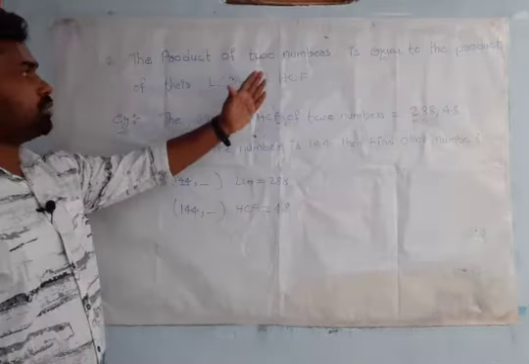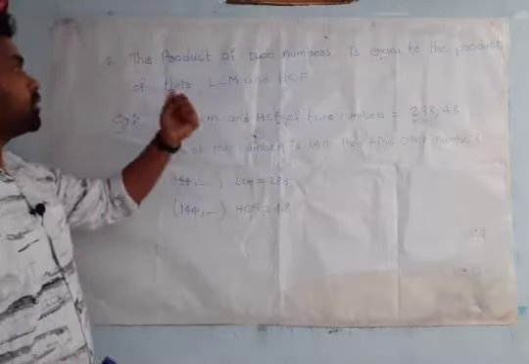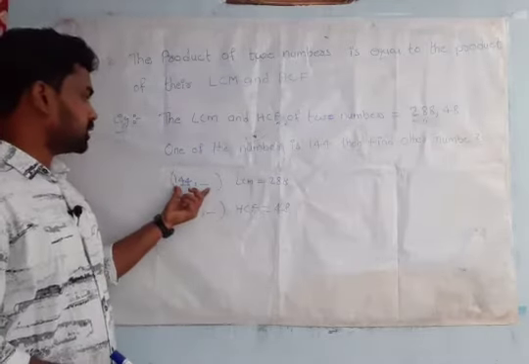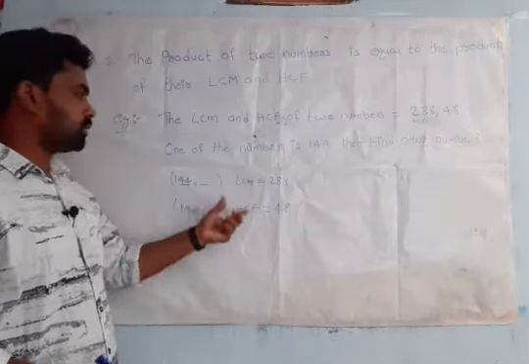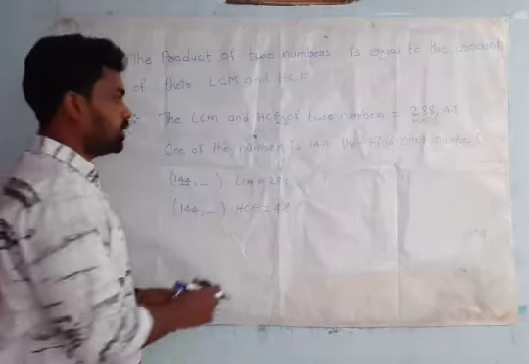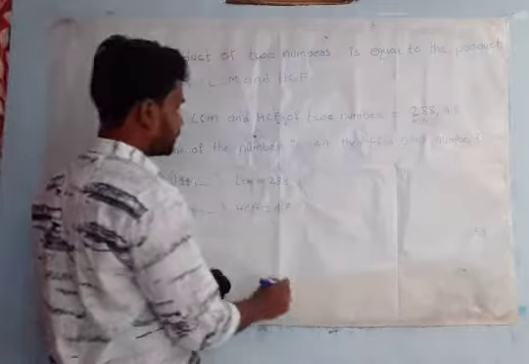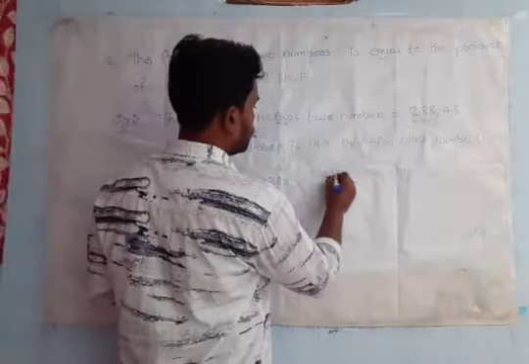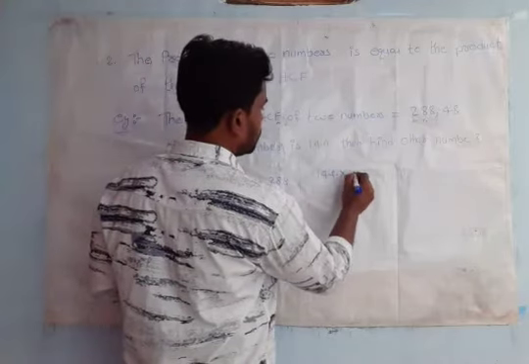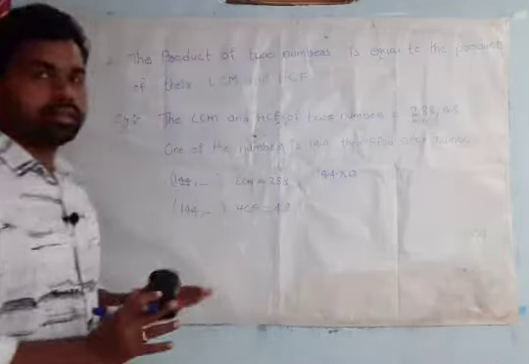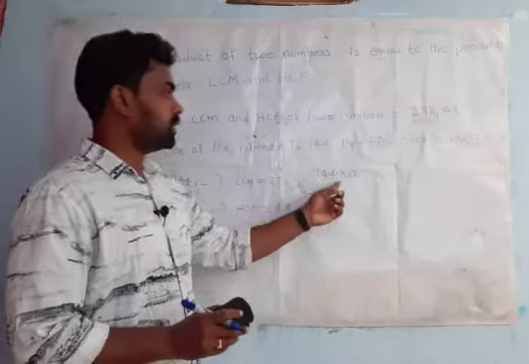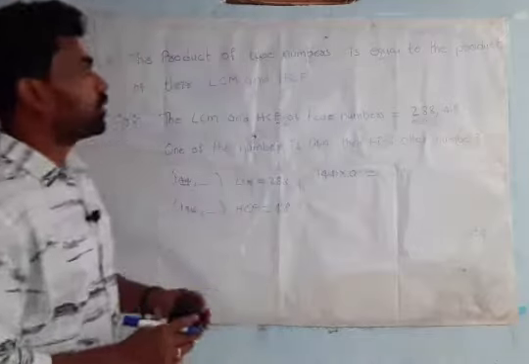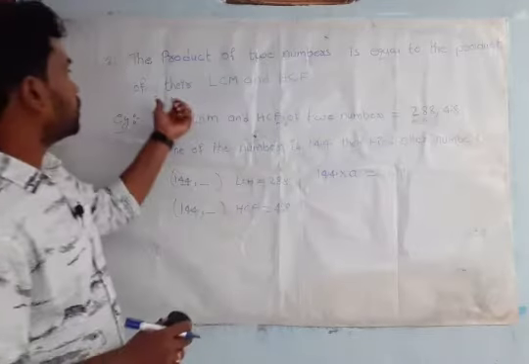The product of two numbers is equal to the product of their LCM and HCF. Understood? The product of these two numbers means this 144 times the other number. Suppose I am taking it as A. This 144 into A is equal to the product of their LCM and HCF.